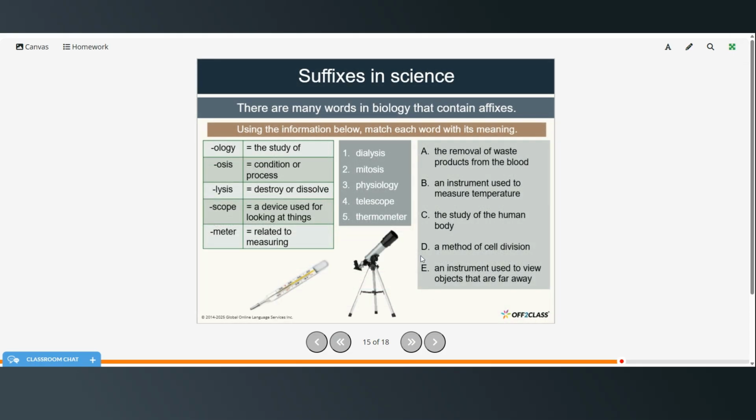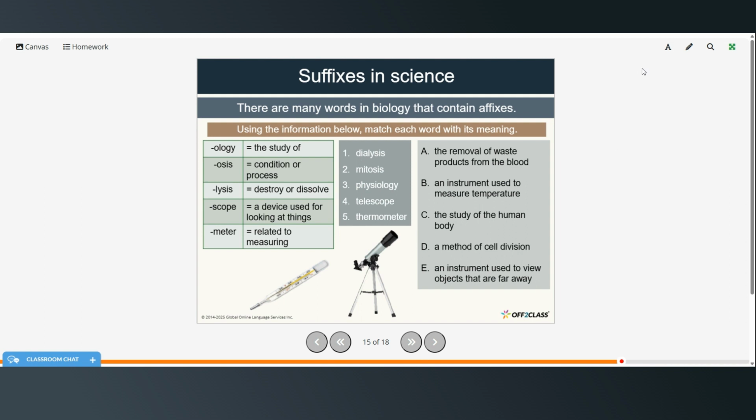We're going to do the same thing with suffixes, or the endings of the words. So we have ology is the study of something. Osis is the condition or process. Lysis means to destroy or dissolve. Scope is a device used for looking at things. And meter is related to measuring.